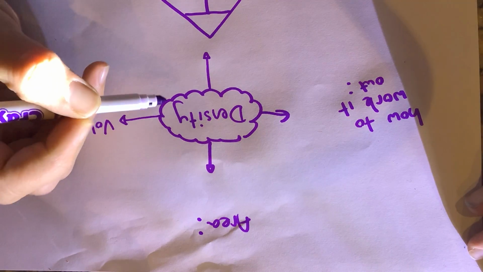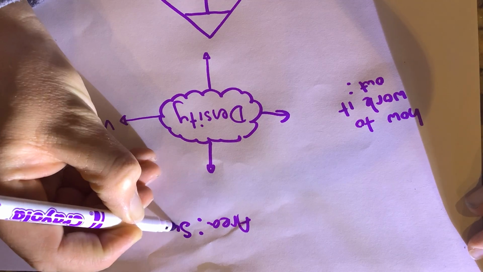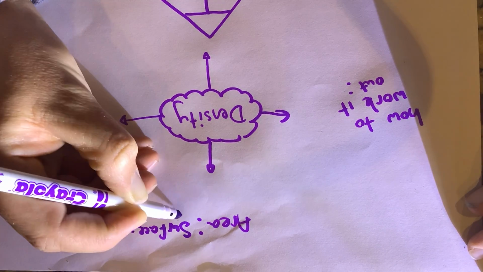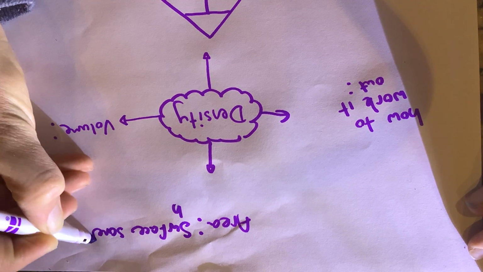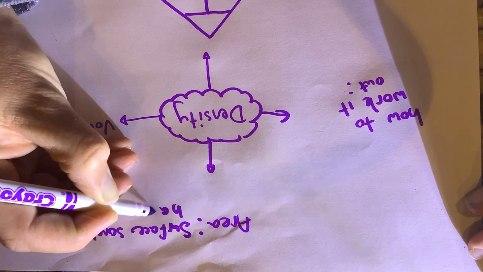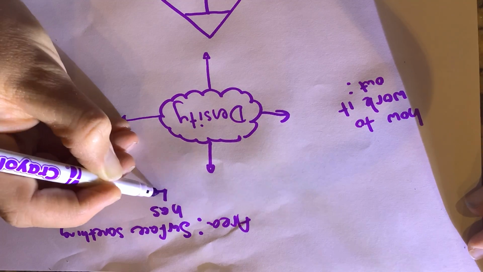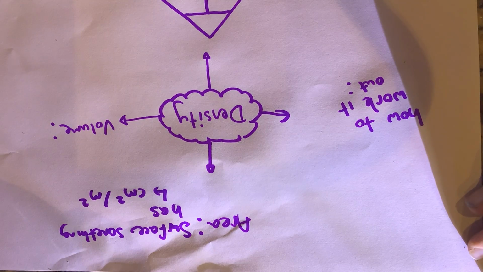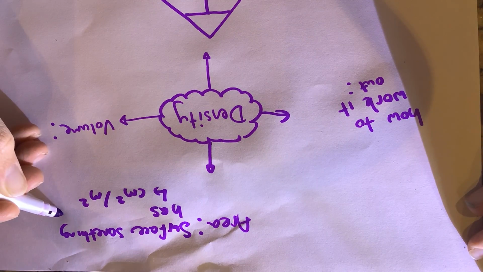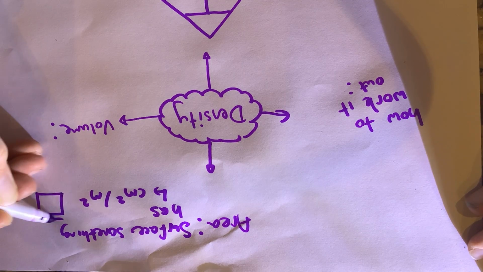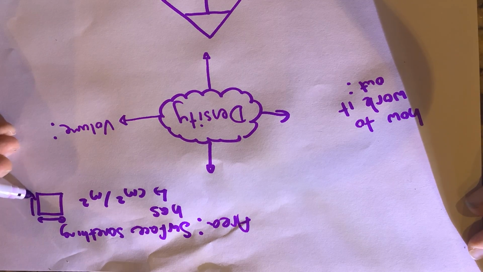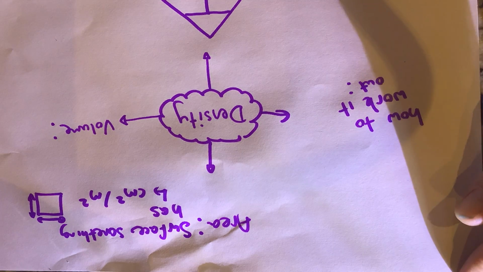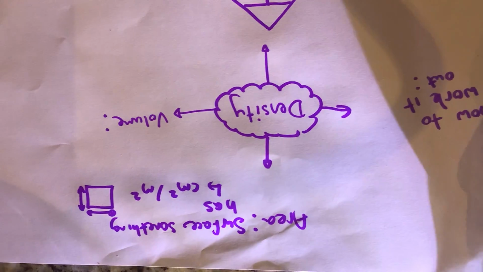Okay, so let's start off with area. Area is the amount of surface that something has. The units for this are centimetres squared or metres squared. Now if you're working out, for example, the area of a square, it's the length by the breadth of it, which is obviously the same for a square. The same for a rectangle as well. So you measure your length by your breadth.